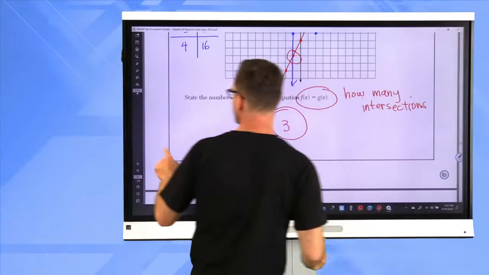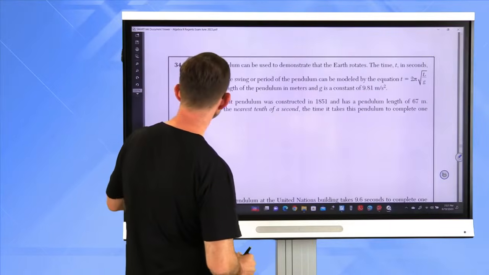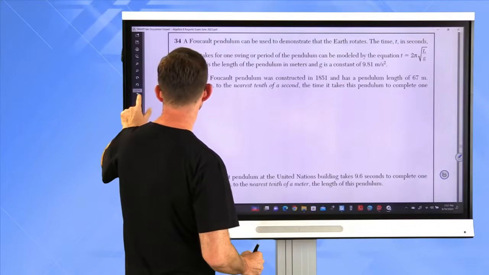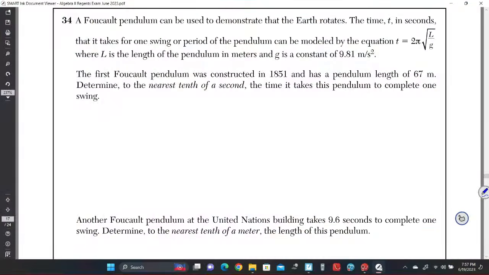Let's go back to blue. Back to blue. All right, let's take a look at a Foucault pendulum. Number 34. A Foucault pendulum can be used to demonstrate that the Earth rotates. Awesome! And irrelevant. The time t in seconds that it takes for one swing or period of the pendulum can be modeled by the equation t equals 2 pi times the square root of L divided by g, where L is the length of the pendulum in meters and g is a constant 9.81 meters per second squared.